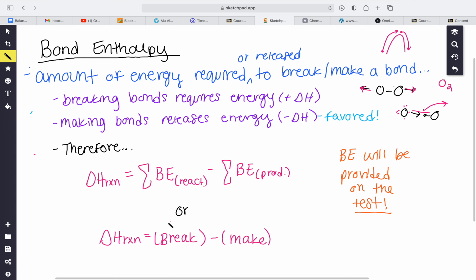Professor Sherlock also likes to use that the heat of the reaction is equal to the breaks minus the makes, which also makes sense. With products we're making bonds, with reactants we're breaking bonds. Whatever works easiest for you, go with that, but just remember it's the sum. That's why we use the plural breaks. I just want to point out that these will be provided on our test. We don't have to put this on our note sheet. Professor Sherlock will be giving us the bond enthalpies for each that we'll need. We're not expected to memorize them.